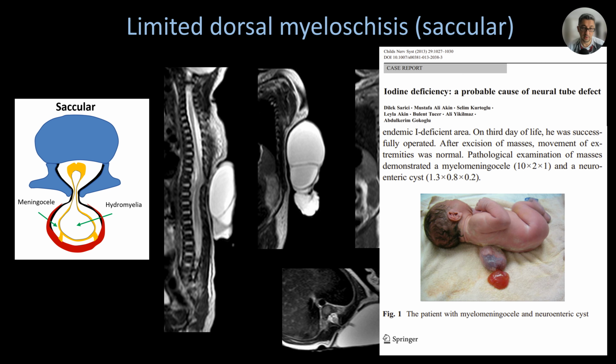So limited dorsal myeloschisis is confused with myelocystocele, but they are different because of the associated hydromyelia, and confused with myelomeningocele because of the associated dural sac with some elements in it. And also histopathologically, they are in the spectrum of dorsal dermal sinus tract. So it is a great mimicker.